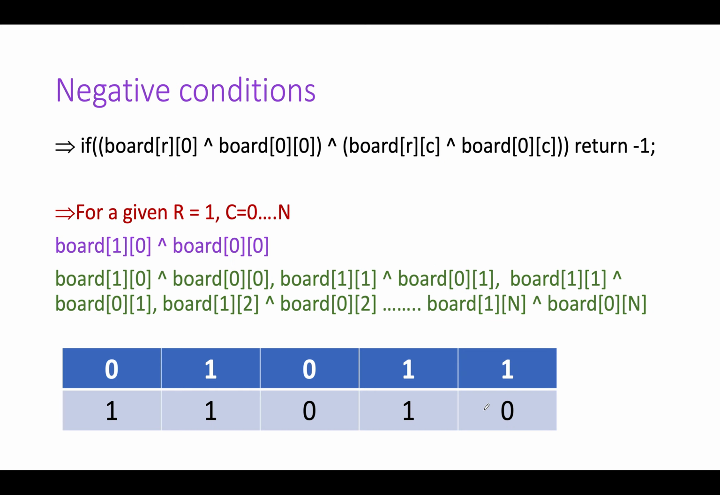So let me just reiterate it and I'll try to take a few examples to give you a better idea of it. Let's take an example of a row where R happens to be equal to 1, and we will iterate over all the columns that exist in that grid. So from the first expression, we have board of 1, 0 with board of 0, 0. The relationship between these two elements should be the same as board of 1, 1 and 0, 1. What is 1, 1? This one. And what is 0, 1? This one.